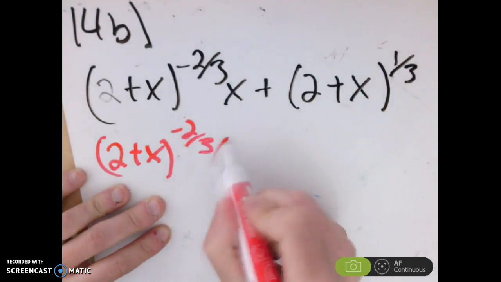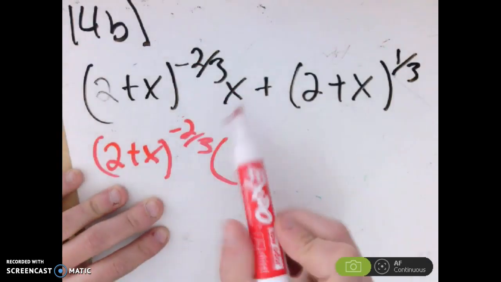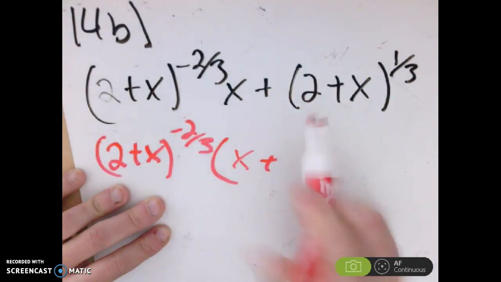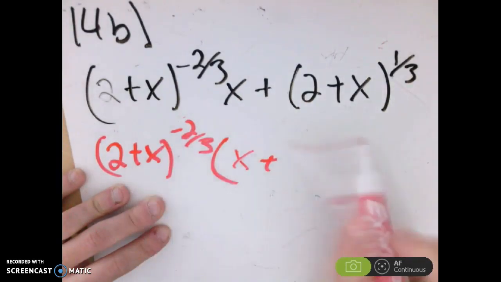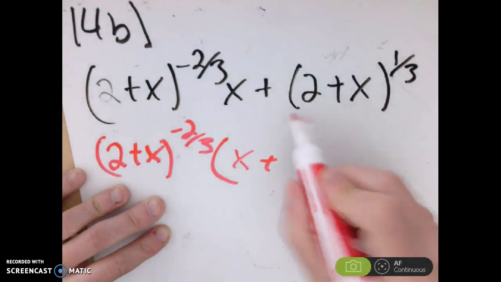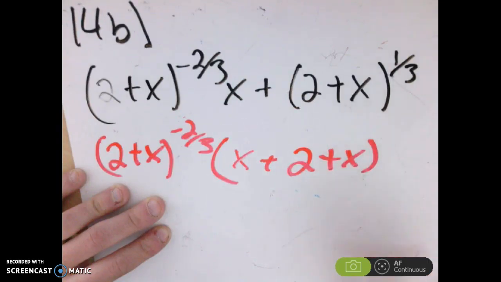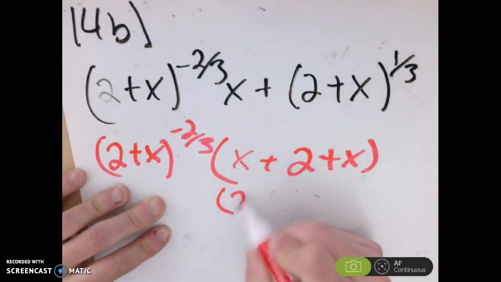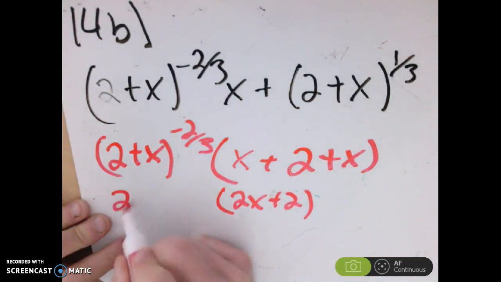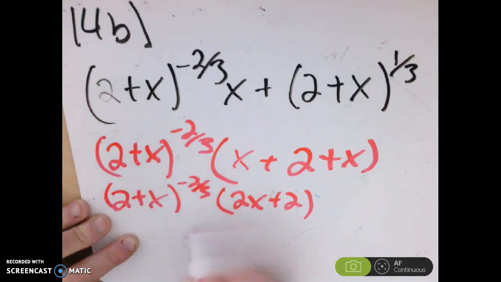So now, what am I left with if I take 2 plus x to the negative 2/3 out of this? I'm just left with x. What am I left with over here? Well, if I take a negative 2/3 of this out, I'm just left with 1/2 of these. So I'm left with 2 plus x. So if I simplify this a little bit, this is 2x plus 2 just by combining my like terms. So let's bring down this 2 plus x to the negative 2/3 times this.